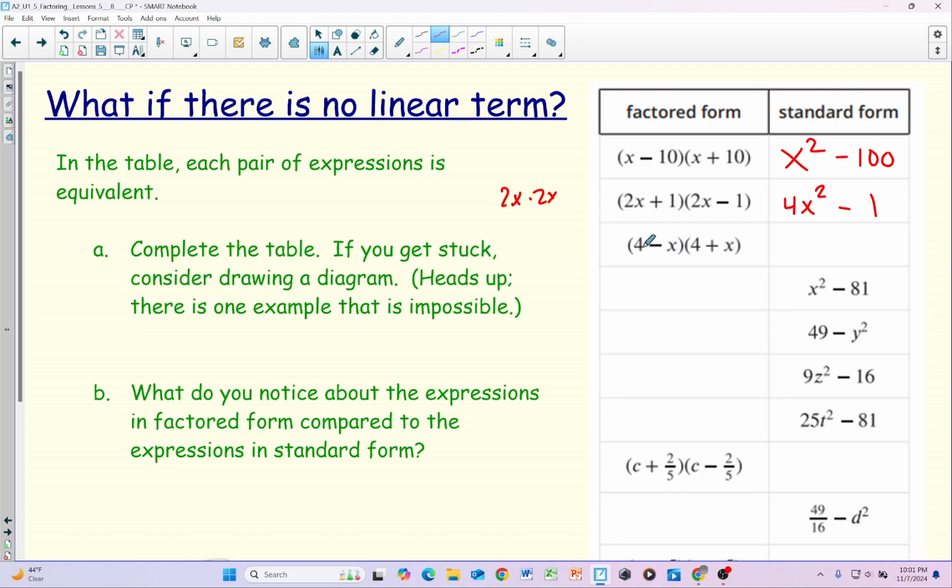Now, how about this one? 4 minus x, 4 plus x. Well, looks like once again I can multiply 4 times 4, that's 16. And the minus x and the positive x, if I multiply those together, I do get x squared. And because one's positive, one's negative, I get minus. So it doesn't matter if the x is on the right or the left. We get similar things.